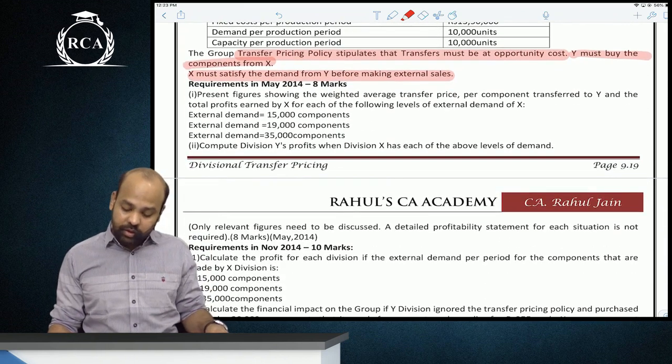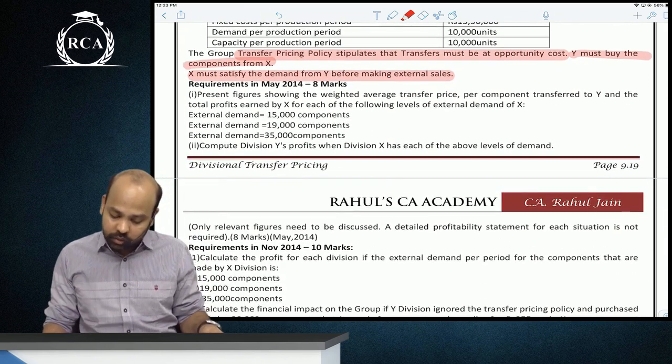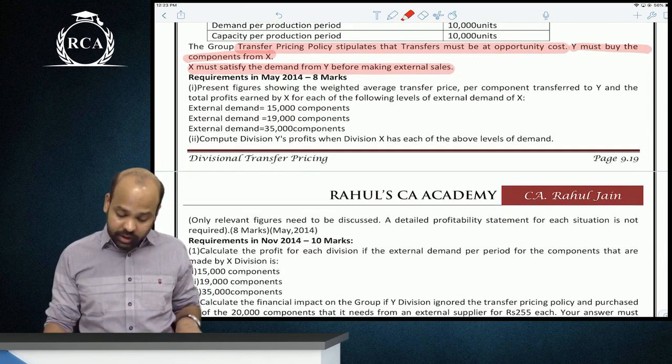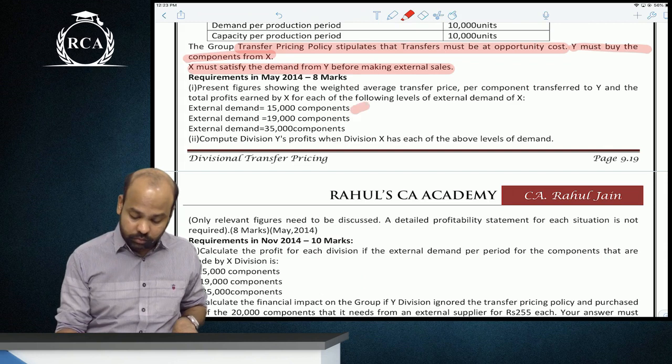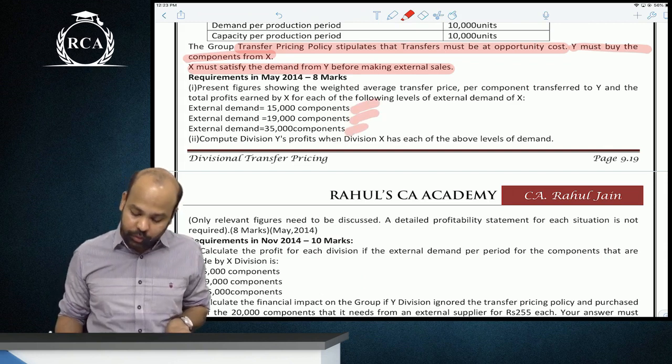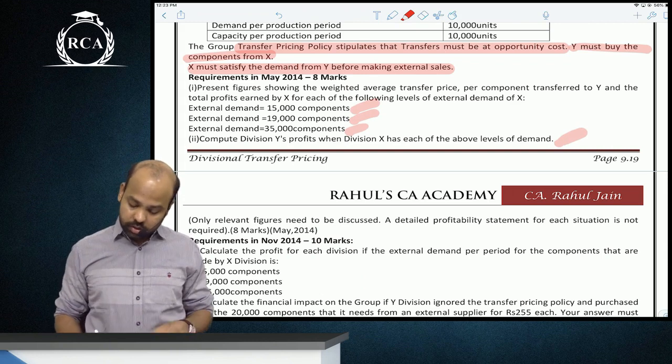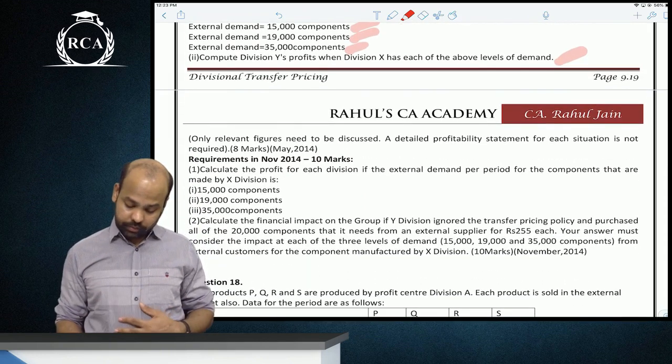Present figures showing the weighted average transfer price per component transferred to Y and the total profits earned by X for each of the following levels of external demand of X. This is the external demand as such, beta. Compute division wise profit when division X has each of the above levels of demand.